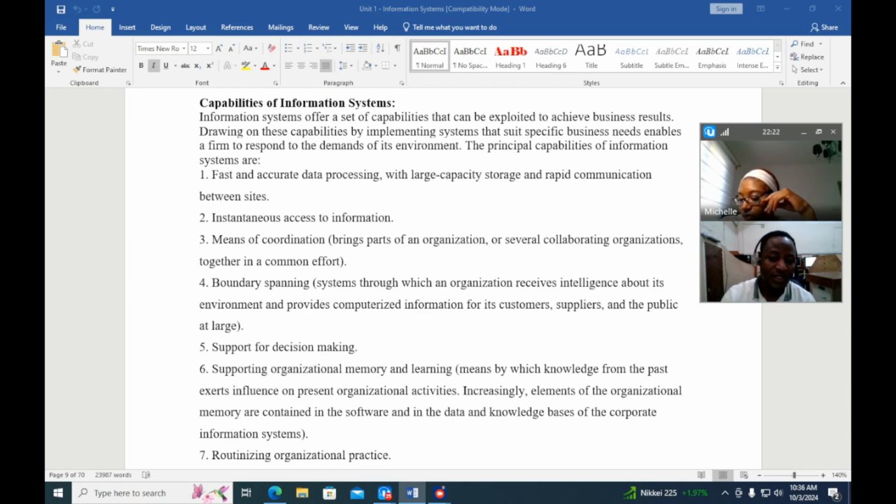There is large capacity storage also. Fast accurate data processing with large capacity storage. They also have rapid communication between sites. You are able to communicate with maybe departments and all that rapidly. That is the first capability.